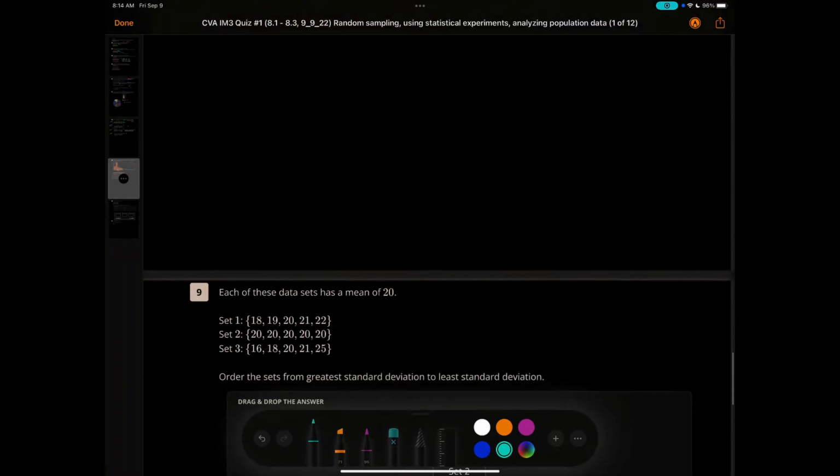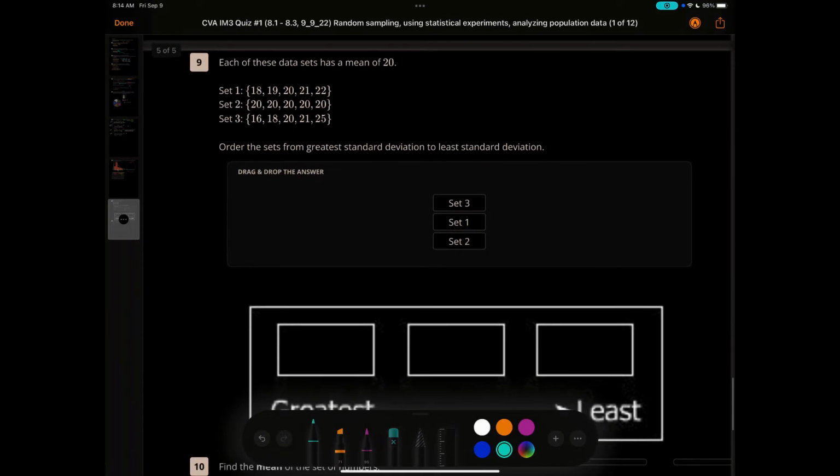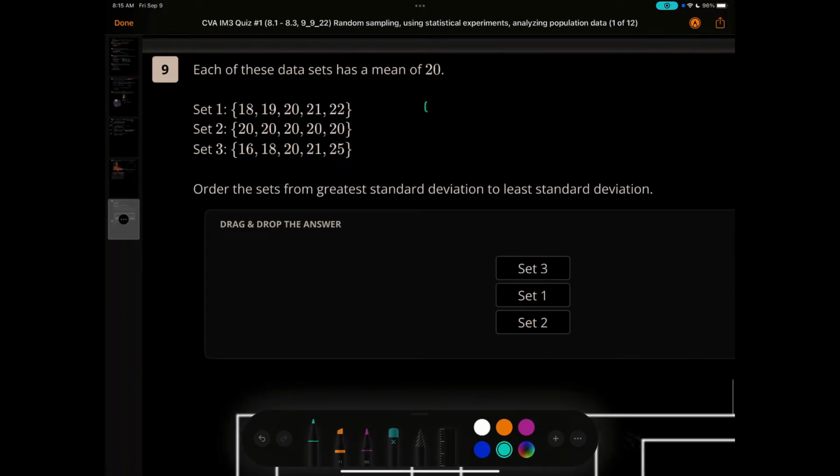All right, question number 9. Each of these data sets has a mean of 20. So they're already telling you the answer here. And now, order the sets from greatest standard deviation to least. So again, they're already telling you, doesn't matter, there's 5 number lists here.